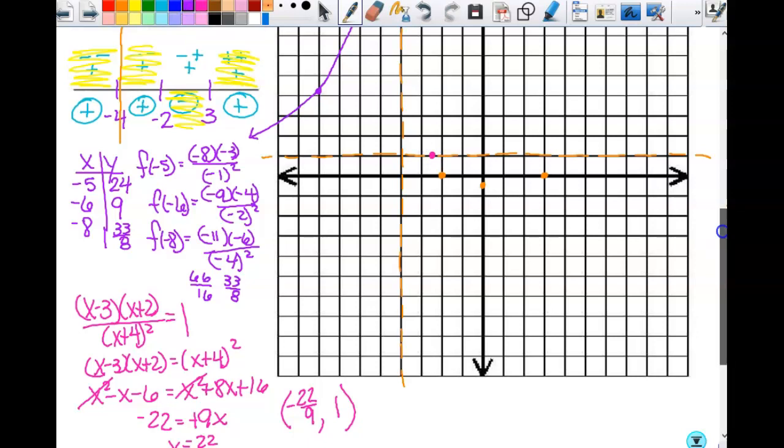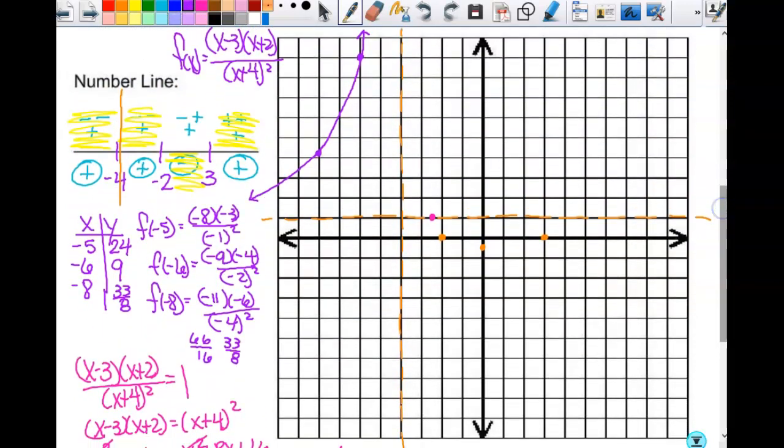So here's how I know what to do. By my sign chart over there, from -4 to -2, it's positive. Plus I have togetherness, so it's going to have to come down like this, and it hits that point. There's all the positiveness, right? It's negative between -2 and 3. So it comes down here, has to go through that y-intercept, and it's going to come back up. Then from 3 to infinity, it's positive.